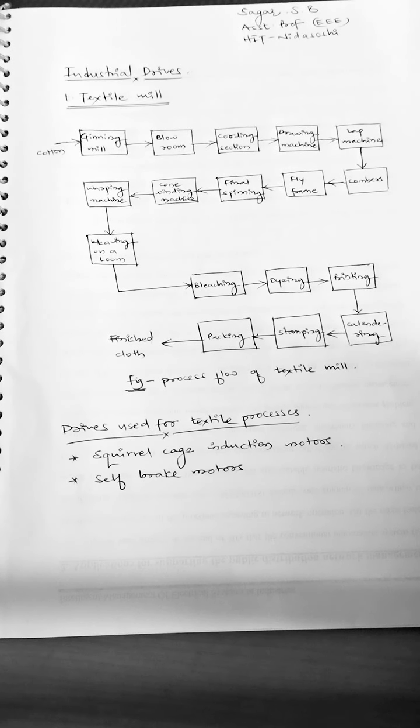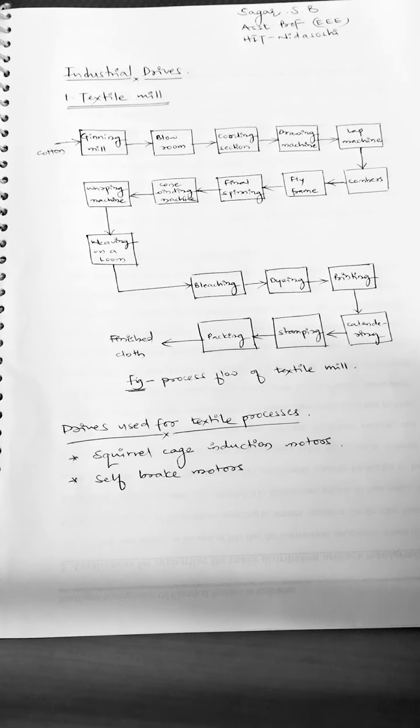Similarly, for drawing, self-brake motors can be preferred, as the brake helps in instantaneous stopping of the mechanism. Similarly, for speed frame or fly frame, the motor which we select should have smooth acceleration and it should have the capability of working in a very high ambient temperature.